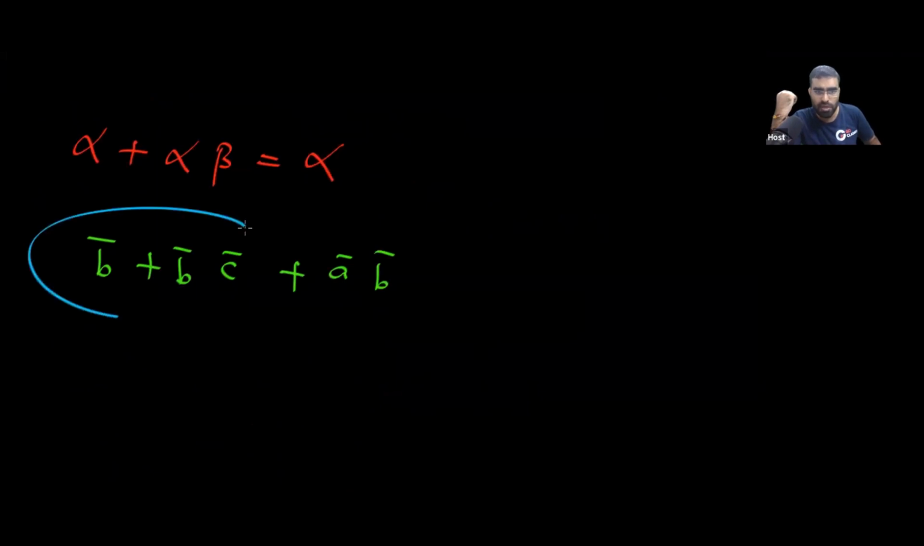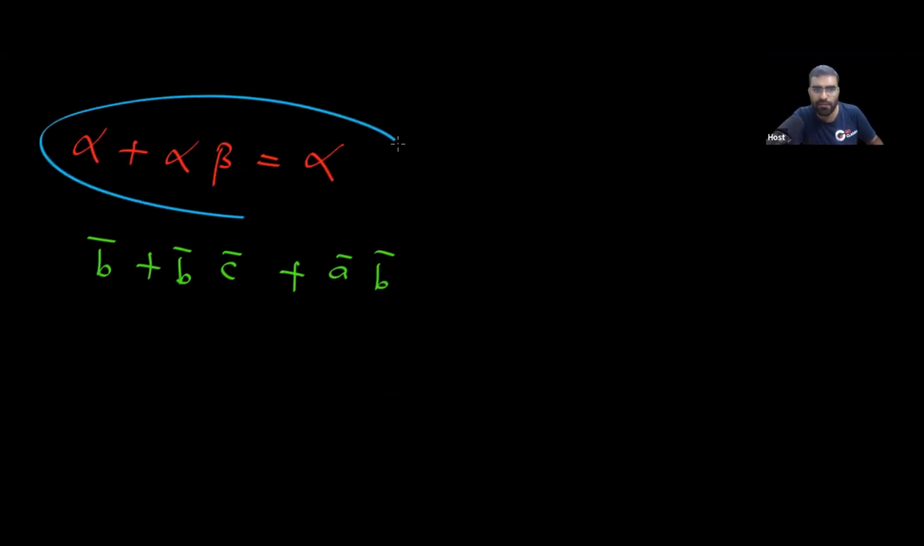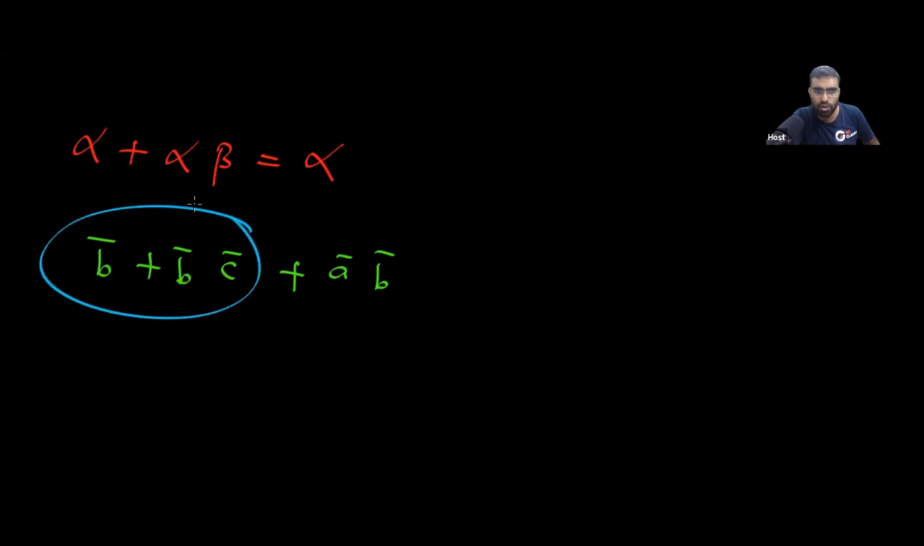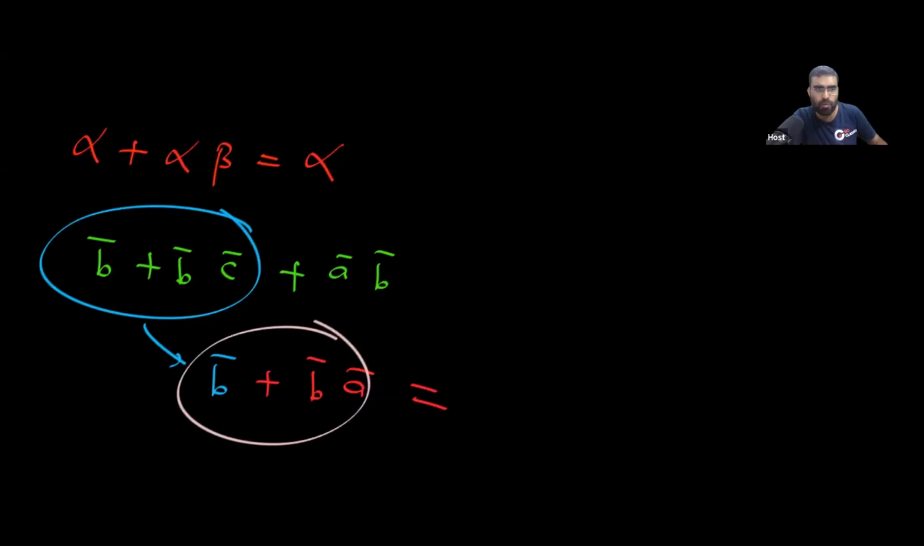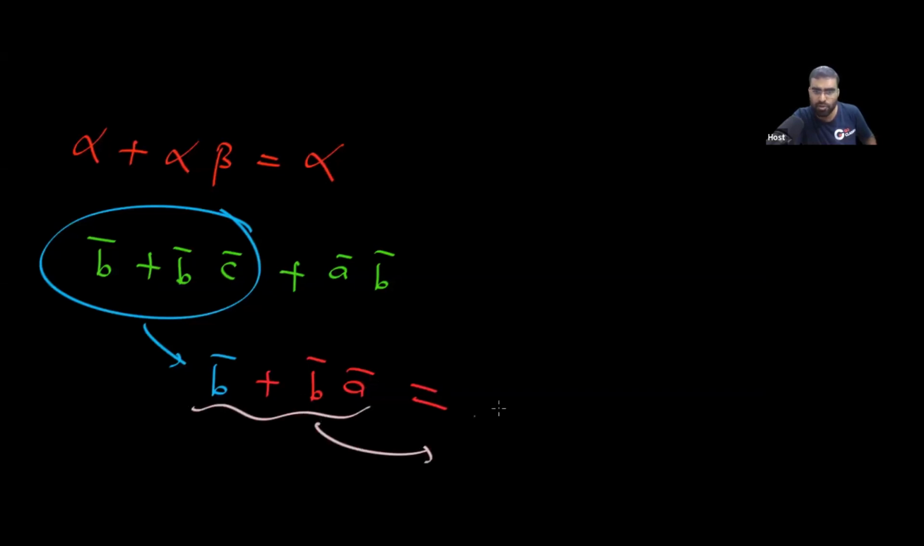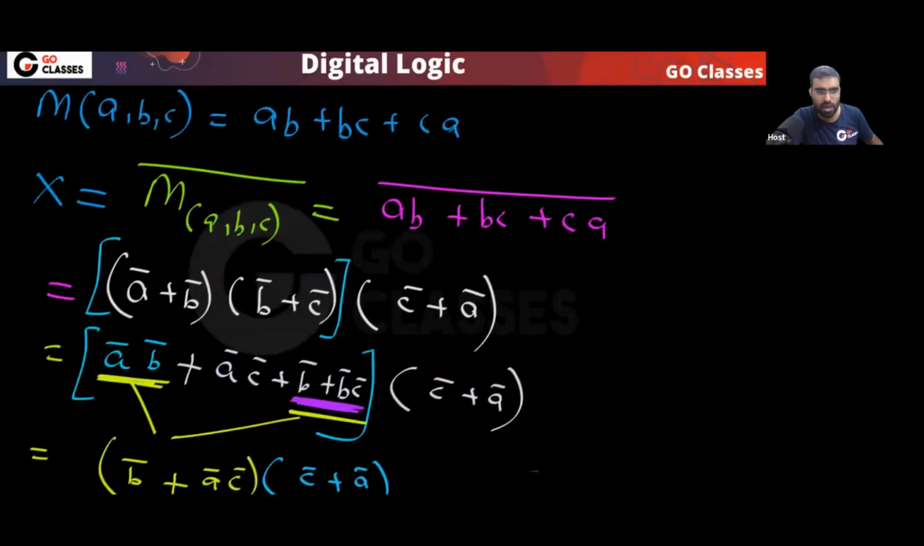Here we can apply the absorption property, alpha or alpha beta is alpha. So here you will get B bar, and here B bar or A bar, B bar. Again applying the absorption property, you will get B bar. Now if you simplify further, you get B bar or A bar, C bar, multiplied with A bar or C bar.